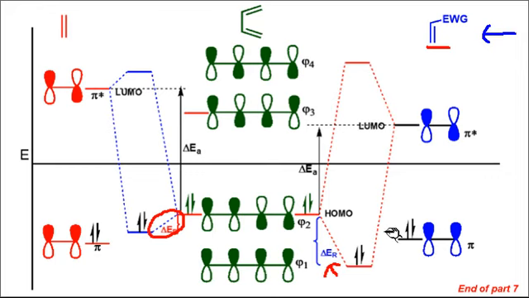Therefore, in this session, we'll end by discussing this molecular orbital diagram. Now we have learned about the Diels-Alder reaction and its reactivity. In the next session, we will discuss the Diels-Alder reaction in terms of its stereochemical aspect as well as the regiochemistry.